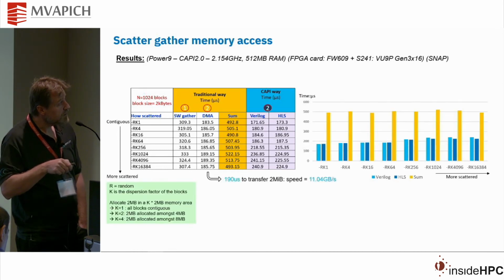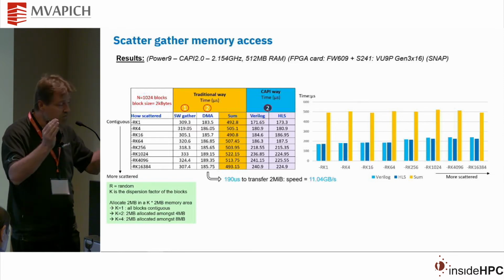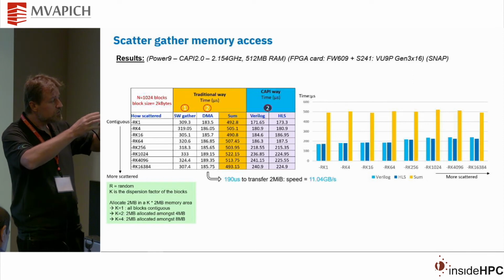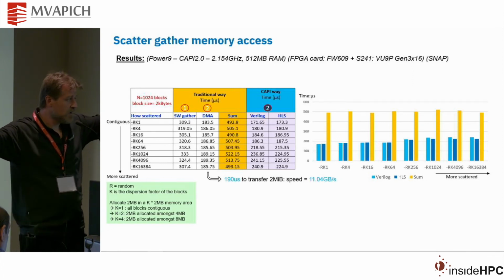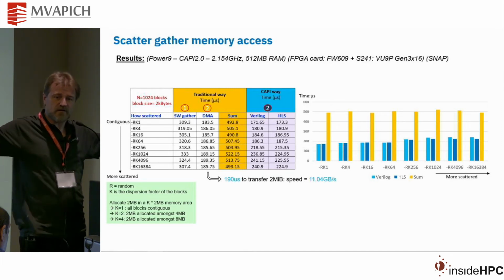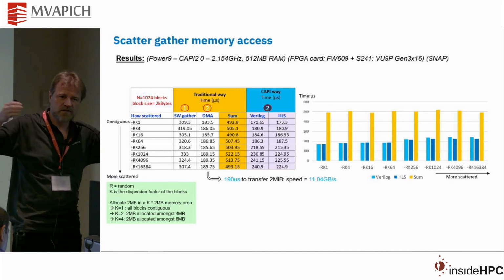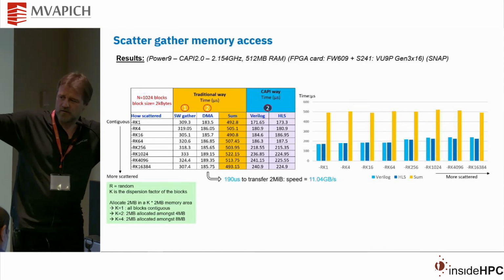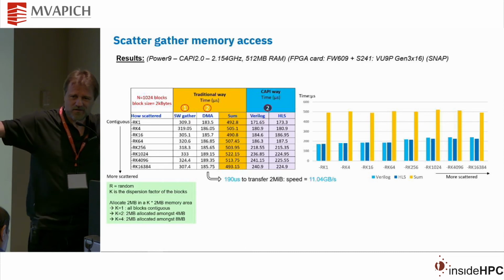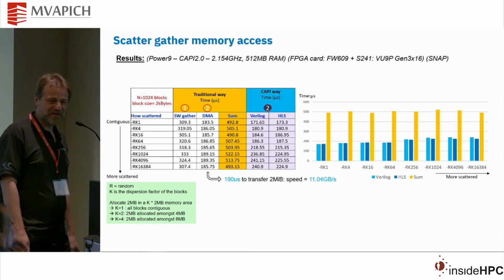In the traditional way, this is the time we call, so K is a spreading factor. So K is a dispersion factor. If K is 1, all blocks are continuous. If K is 2, the 2 megabytes blocks are spread in twice as much memory. If K is 4, it's spread in 4 times as much memory. So you understand that the 2 megabytes, either they are grouped, or they are more dispersed, or they are more and more dispersed. So it's very basic English, but it's the way I found to explain it to you.